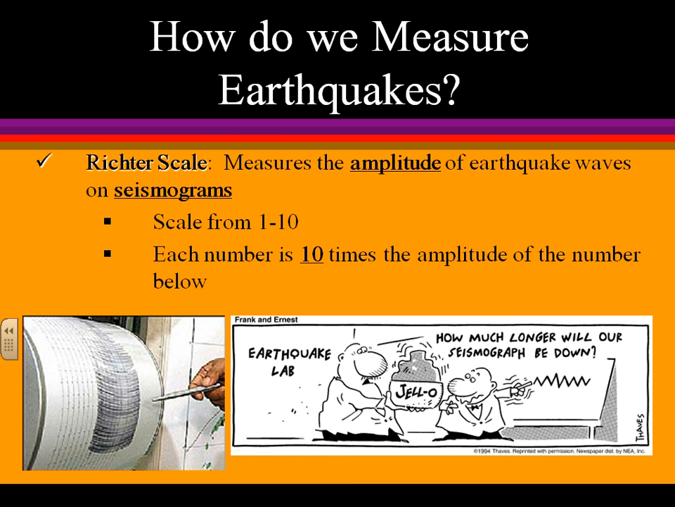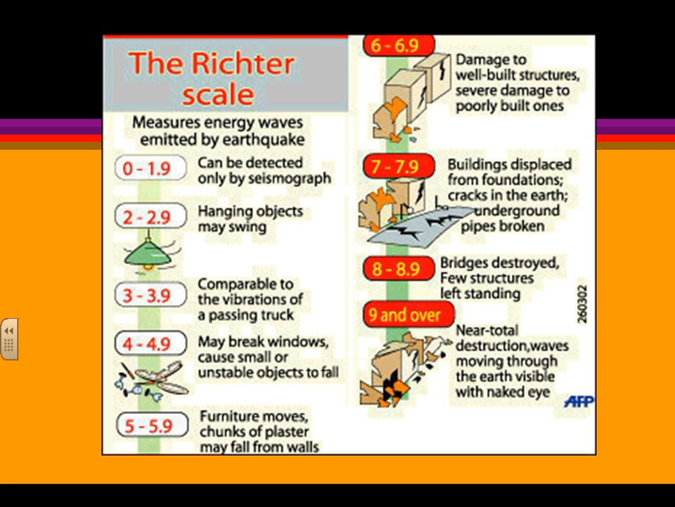So one of the scales is called the Richter scale. This is measuring the amplitude of the actual waves. So this one's measuring the magnitude, or the amount of energy, not the intensity. And here's an example of what it looks like.